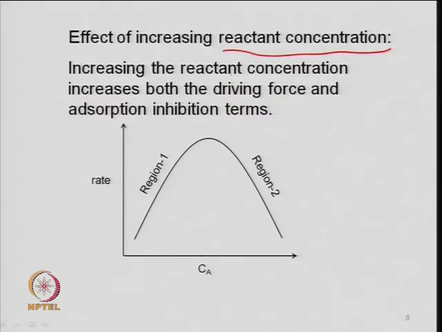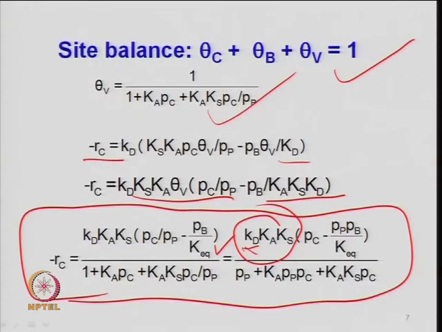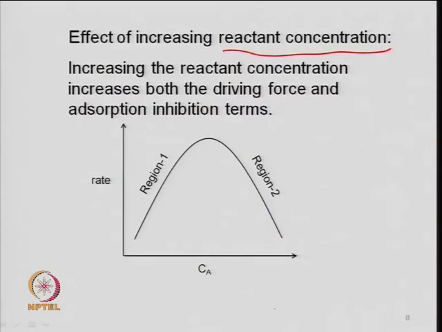So, here you can see that increasing the reactant concentration increases both the driving force and the adsorption inhibition term. Driving force is the term in the bracket, P c minus P p P b divided by K equilibrium, for this third case where desorption is rate controlling, and the denominator represents the adsorption term. So when you plot rate as a function of partial pressure of A or concentration of A, initially it increases and then finally it decreases. So you will have two regions in this case, right.